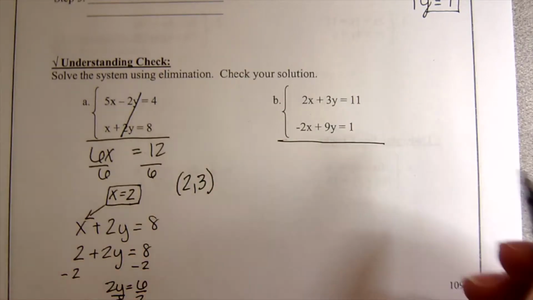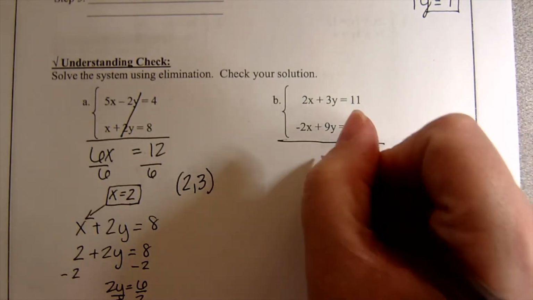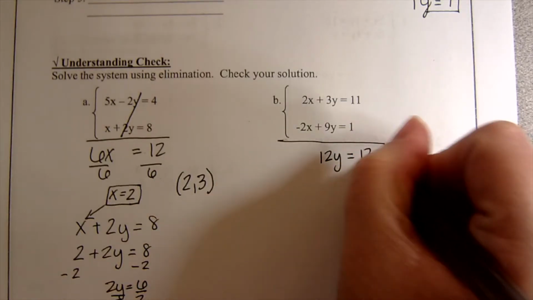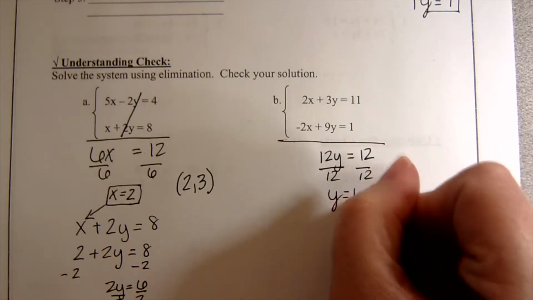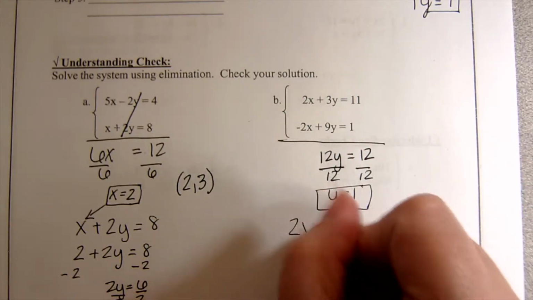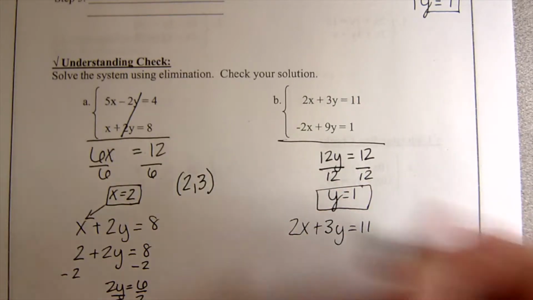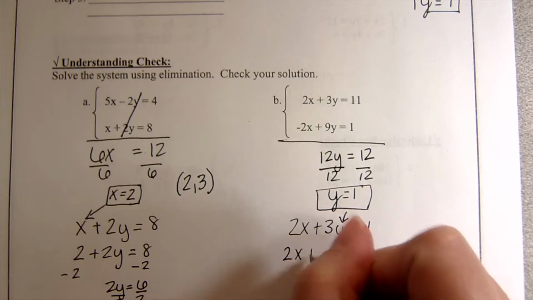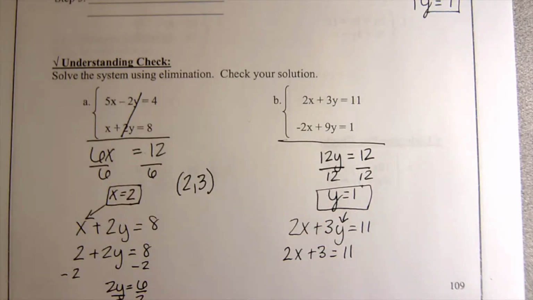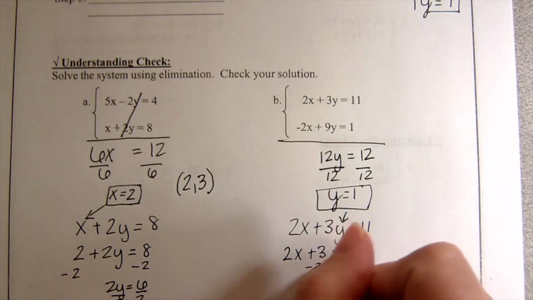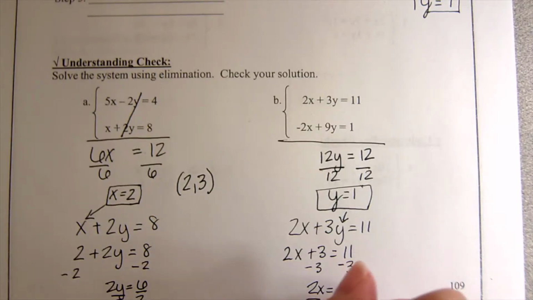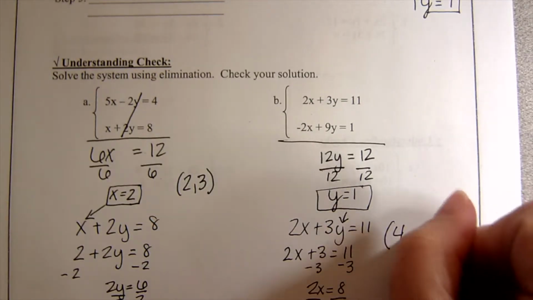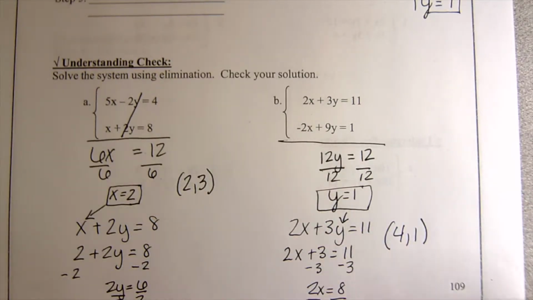When you add this one together, what do you get? 12y equals 12. And then what do you do to both sides? So y equals 1. Plug that back into either equation. If I plug that into the first one, I would have 2x plus 3 equals 11. Then what? Subtract 3. So 2x equals 8. Divide by 2. So x equals 4. What is my solution point? 4, 1. Are there any questions about this before we move on?